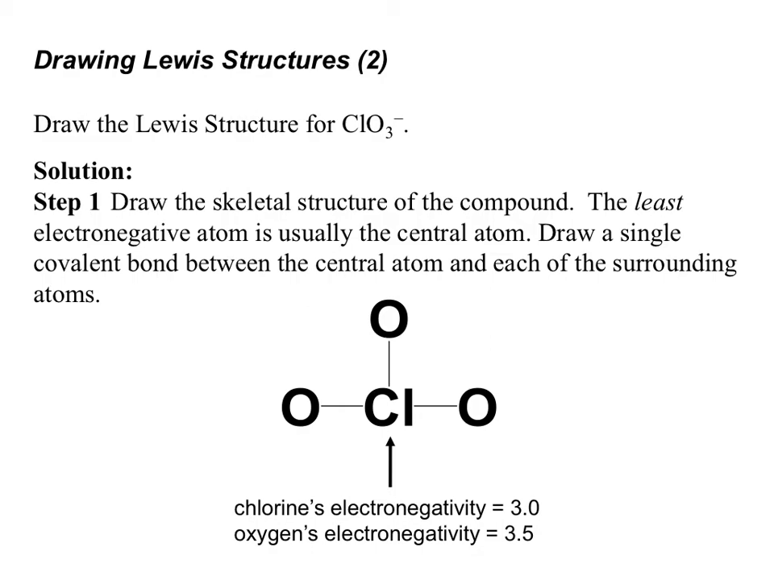Well, step 1 was draw the skeletal structure of the compound. The least electronegative atom is usually the central atom. Draw a single covalent bond between the central atom and each of the surrounding atoms. Well, if you only have chlorine and oxygen, oxygen being the second most electronegative atom only behind fluorine, it means that chlorine is the less electronegative atom out of these two. Therefore, chlorine needs to be drawn in the middle, and we should add 3 oxygens to it with single bonds.